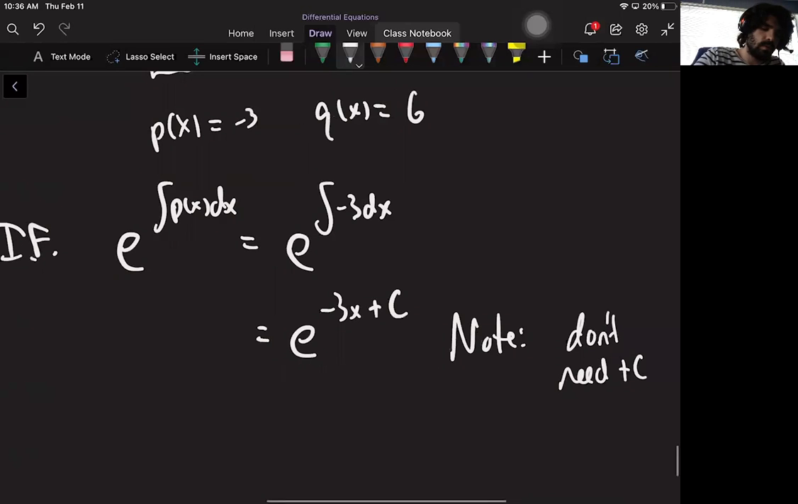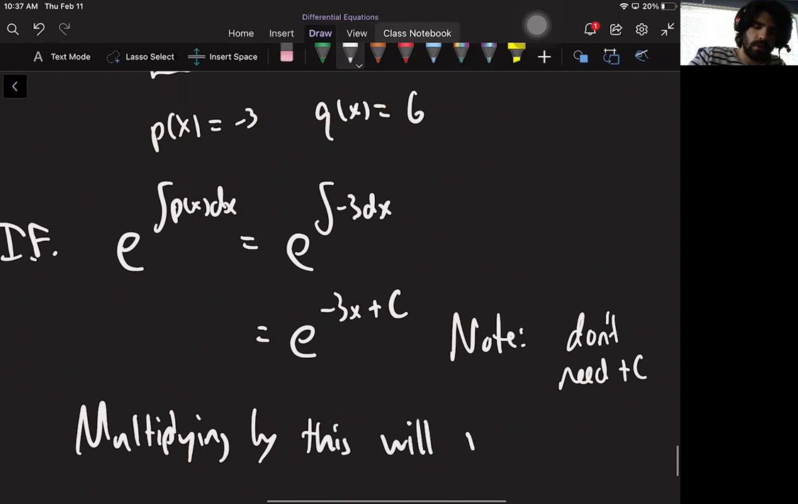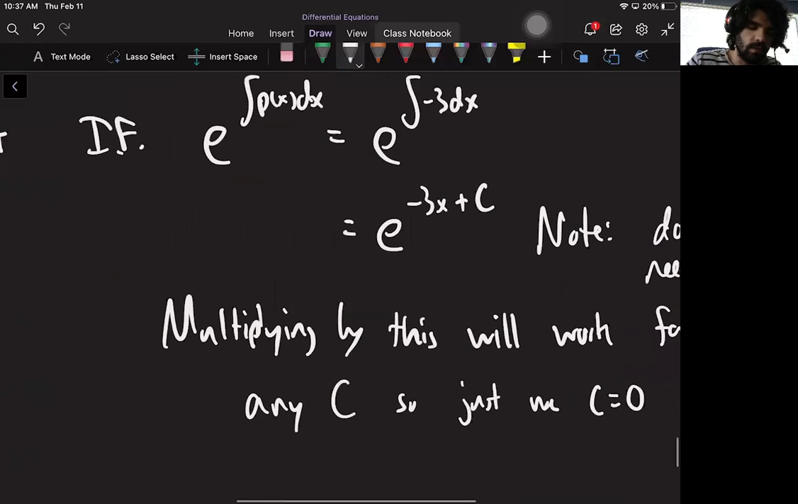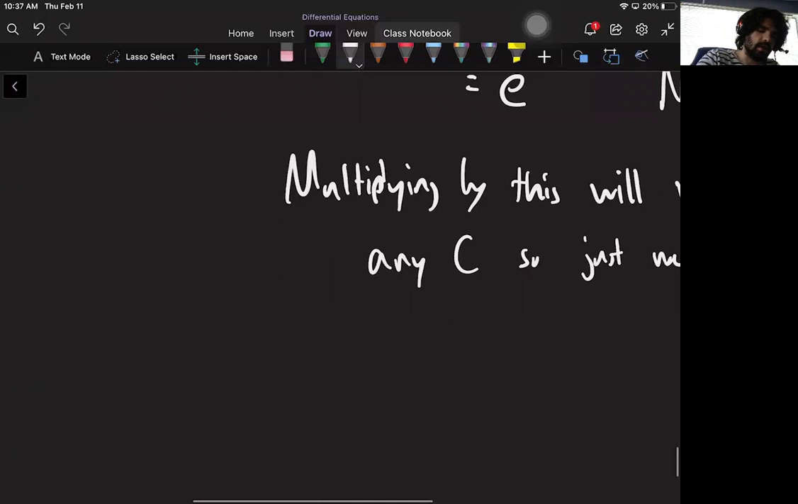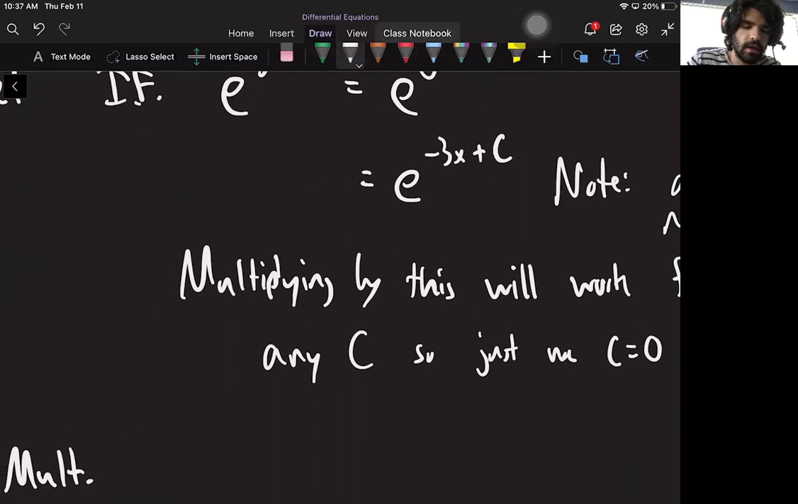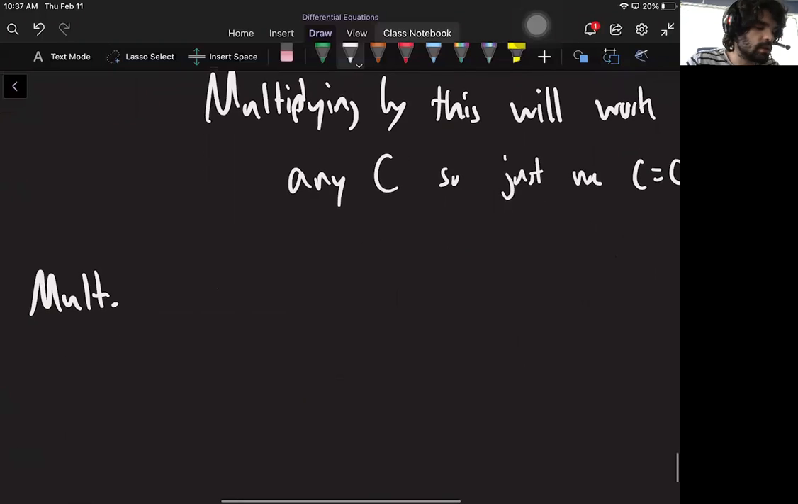So multiplying by this will work for any c, doesn't matter which c you use, and it's not part of the solution. So let's just use c equals 0 to save time when we multiply. Okay, so now let's multiply. And you can check for yourself that this c doesn't matter by keeping it there and carrying it through and seeing what it does to the solution at the end.